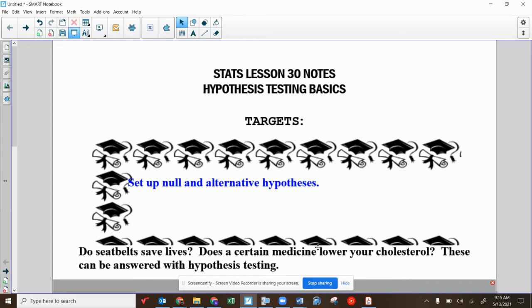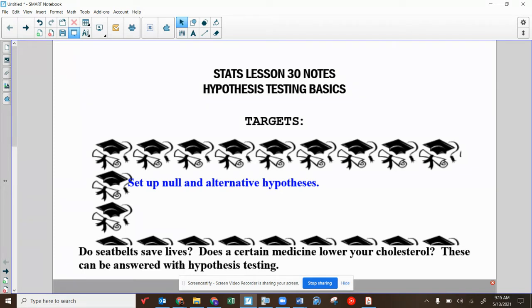All right, Chapter 8, Lesson 30 is going to be on hypothesis testing. Actually, all of Chapter 8 is hypothesis testing. What we're going to do in this lesson is the setup work, and the following lessons after that will go through how to actually do the test. So today we're going to set up null and alternative hypotheses.